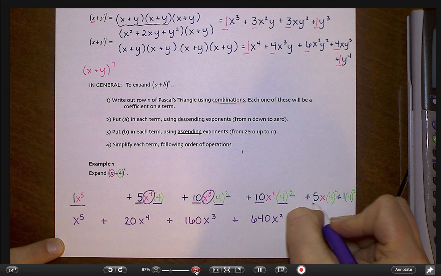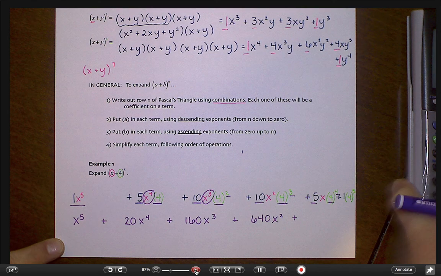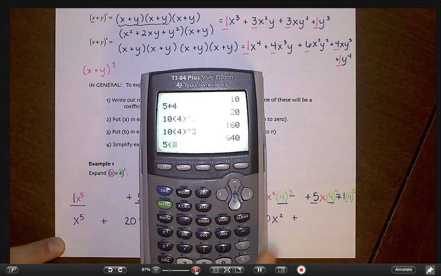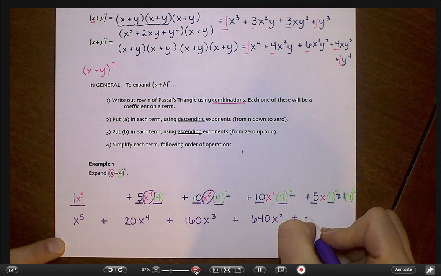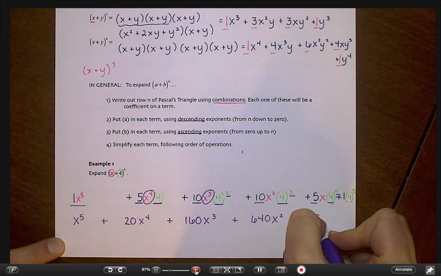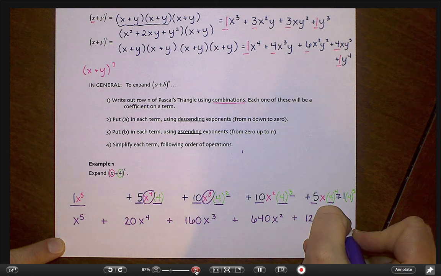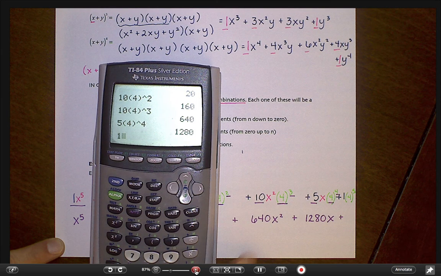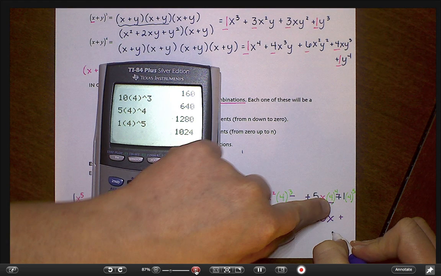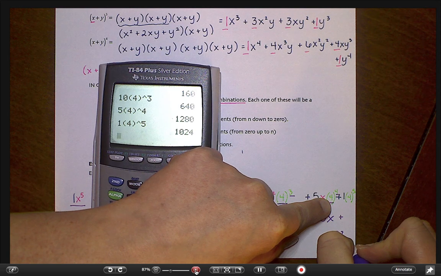Here I'm doing 5 times 4 to the 4th power. And that's 1280. And then right there at the end, all I'm really doing is 1 times 4 to the 5th power. I know we don't really need the 1, but again, just making a point about how to type these into my calculator. And that's 1024. Gosh, you would think I would have learned my spacing lesson, but I didn't.